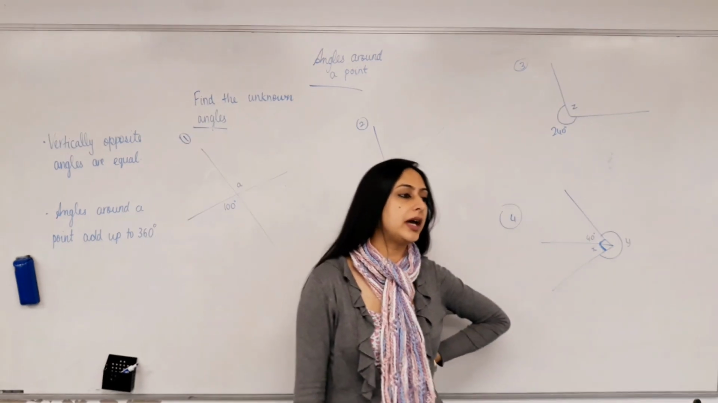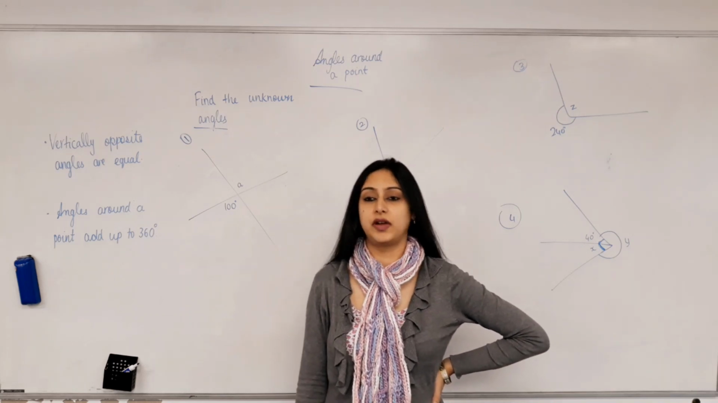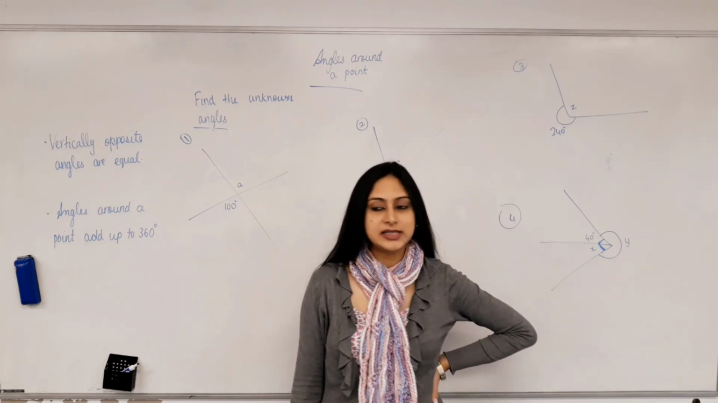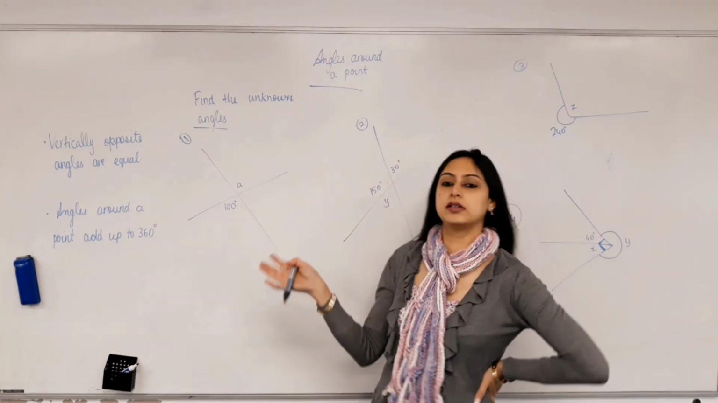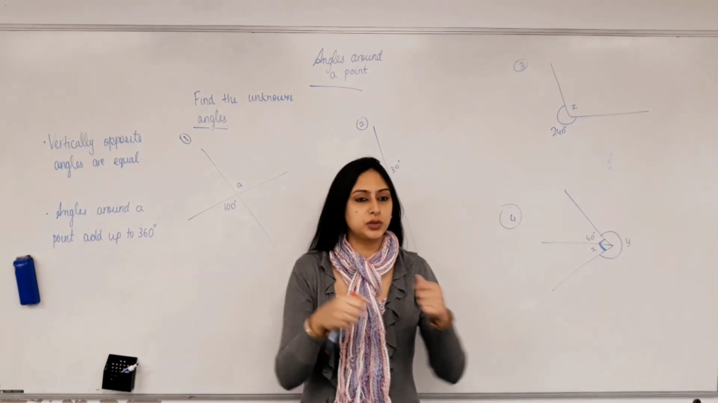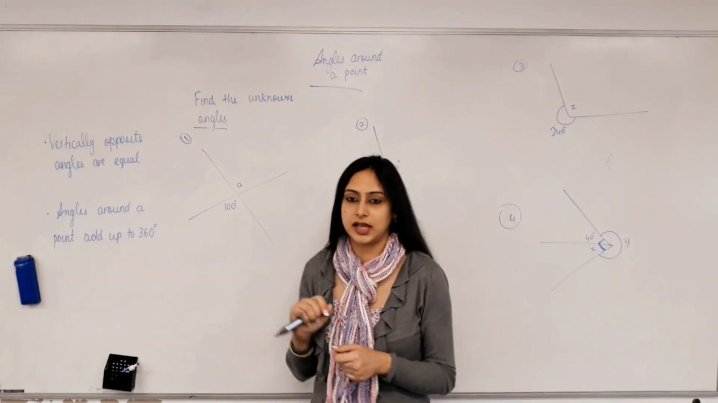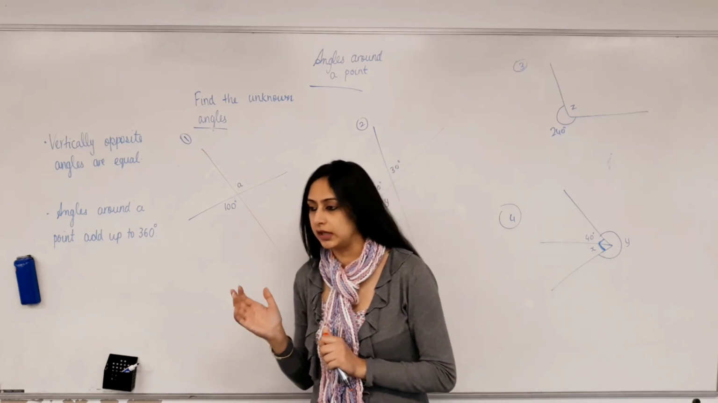Okay, now that we've done measuring angles and drawing angles, we're doing angles around a point. What happened last year was I gave this question, find the unknown angles. And because students now know they can measure angles, they took out their protractors and started measuring these angles. So please don't do that, because these diagrams are not drawn to scale.